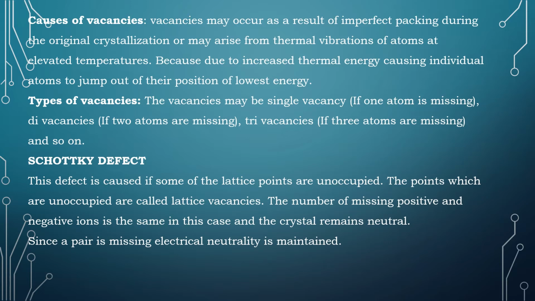Now we are going to deal with the most important defect, which is called Schottky defect. Now this defect is caused if some lattice points are unoccupied. The points which are unoccupied are called lattice vacancies. The number of missing positive and negative ions is the same in this case and the crystal remains neutral. Since a pair is missing, electrical neutrality is maintained.